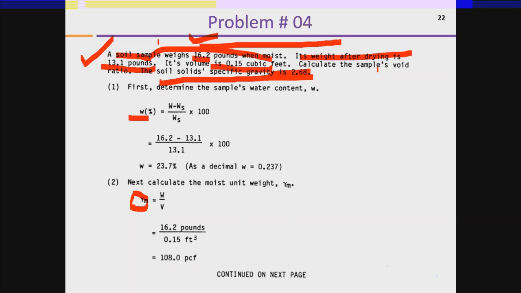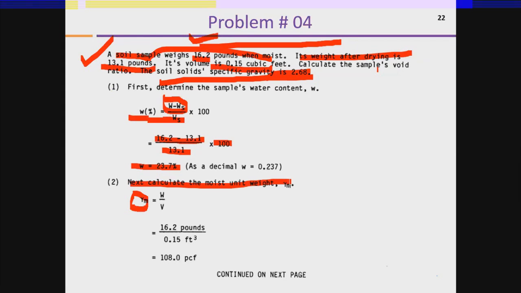So subtracting the dry weight from the wet weight will give me the weight of water, which will be equal to 16.2 minus 13 divided by the weight of dry soil. After drying, the weight achieved will be equal to the weight of dry soil, which is the weight of soil solids only, and its value is 13.1 pounds. Multiplying this with 100, I get the moisture content of the soil as 23.7%.